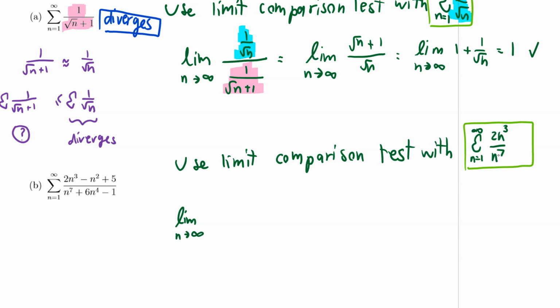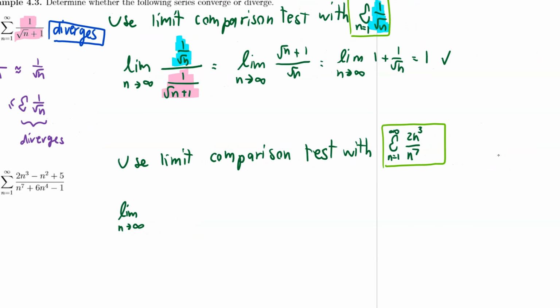So I'm going to compute the limit of, let me see. Well, by the way, if I were to simplify this out a bit, this is going to be just the sum of 2 over n to the 4th. So this is what I'm going to use here. So I'm going to have 2 over n to the 4th over the original series, which is 2n cubed minus n squared plus 5 over n to the 7 plus 6n to the 4th minus 1.